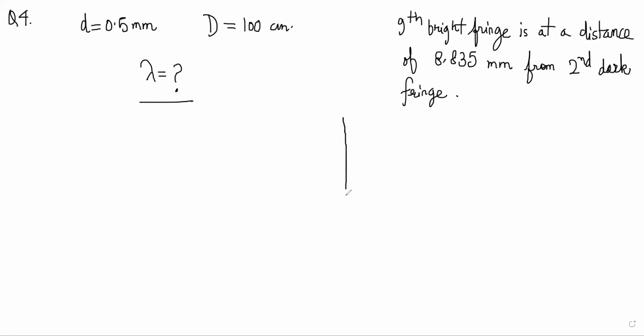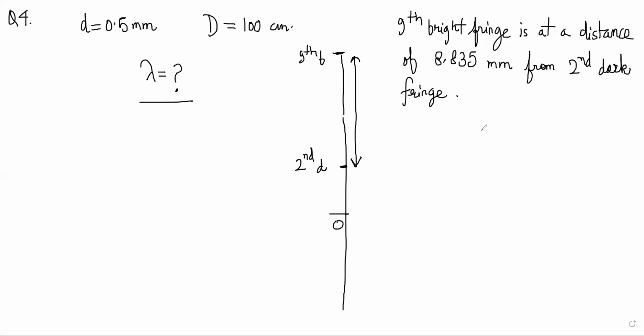Right, so you have to focus on the screen. There is a central maxima here, and then somewhere on top there will be a ninth bright, right? Somewhere here there will be a second dark. This separation has been given to you, right? So where is the ninth bright fringe from this zero level?